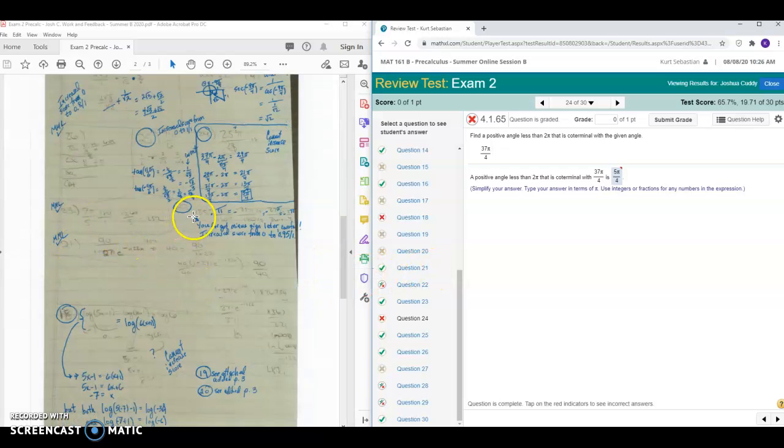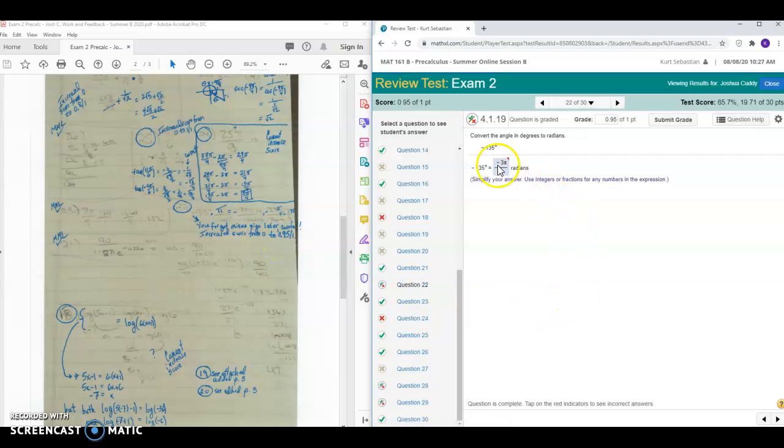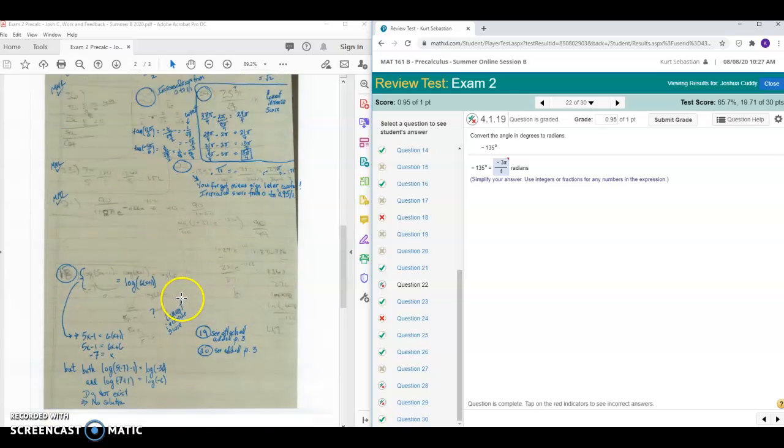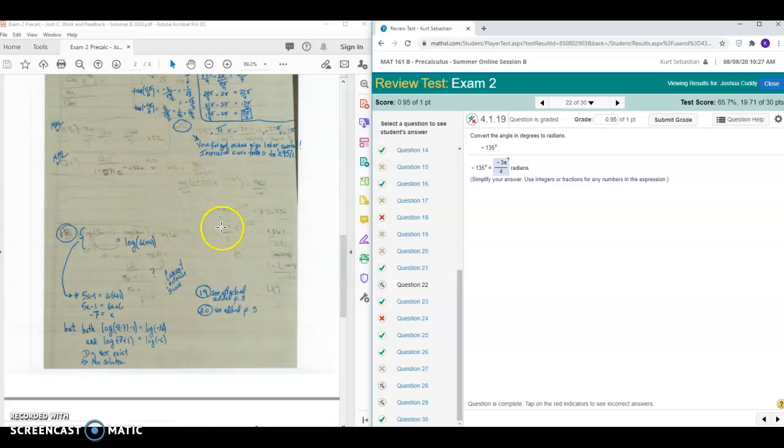23, 21 were fine. 22, on this one, you just made a mistake of forgetting to put in the negative sign. You had the negative sign here and then it fell off. So I went from 0 to 0.95 on that. The negative sign is important, but you had it originally and then somehow it dropped off. All right. 21's fine. 18.